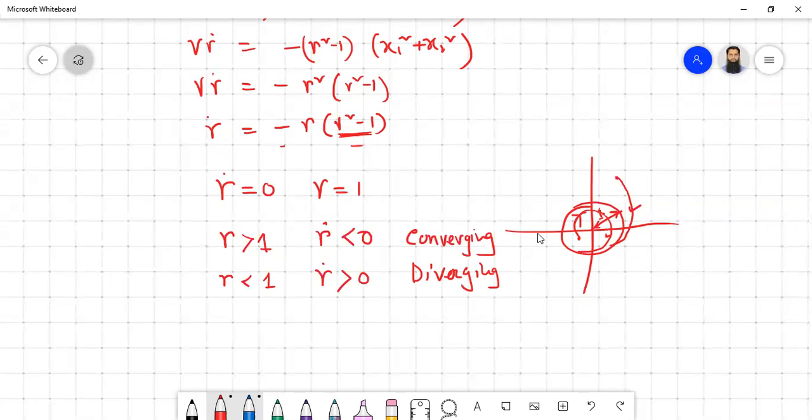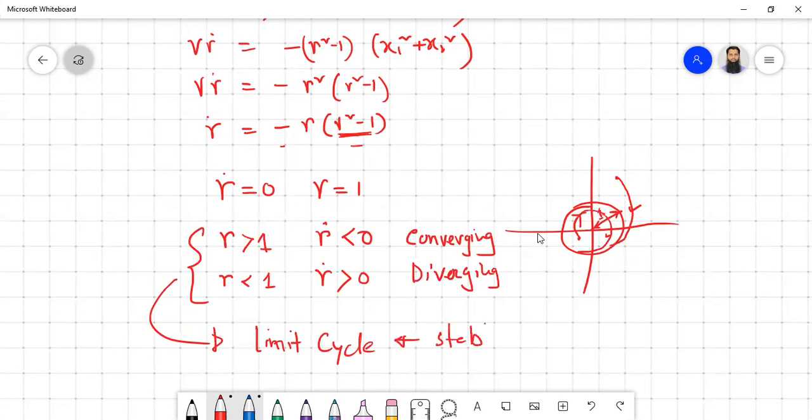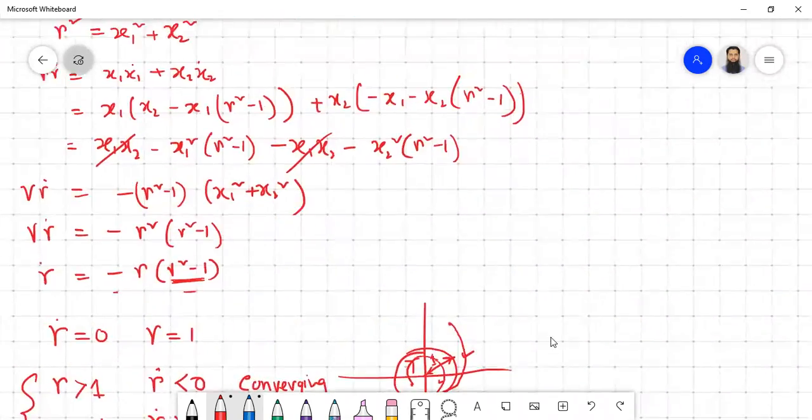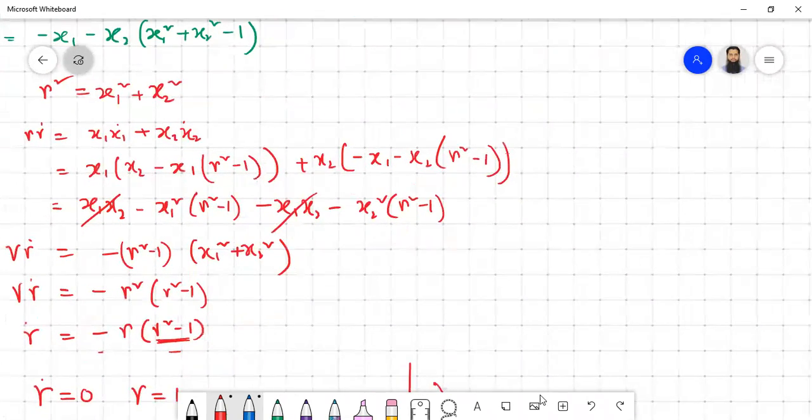Bottom line is, both the trajectories, whether inside or outside, will be converging to the limit cycle. So this is the condition for our stable limit cycle. So you can conclude that our system has a limit cycle, and the limit cycle is a stable one. As I said, the theta dot is not that important, but it is always better to know how to find out the theta dot as well.